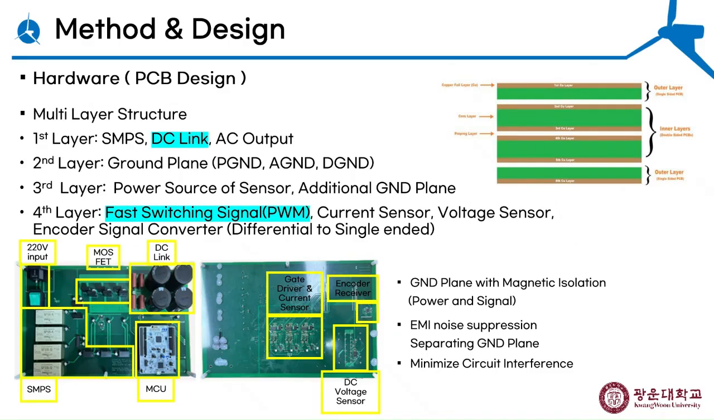For hardware implementation, PCB structure is critical. With multi-layer boards, layer interference is inevitable, but proper layout minimizes its impact. We increased the distance between power and signal circuits and inserted ground planes in the middle layers for magnetic shielding. Ground planes were separated into 3 functional planes to suppress EMI noise.